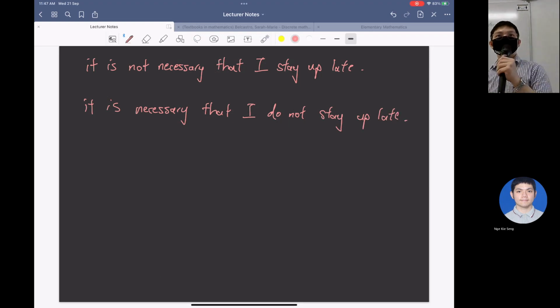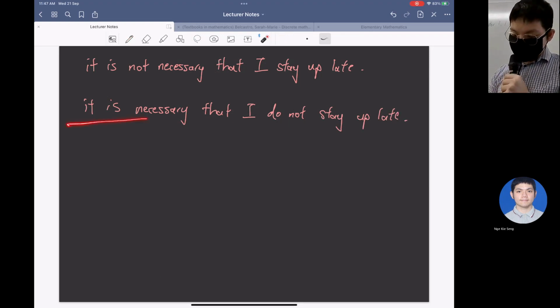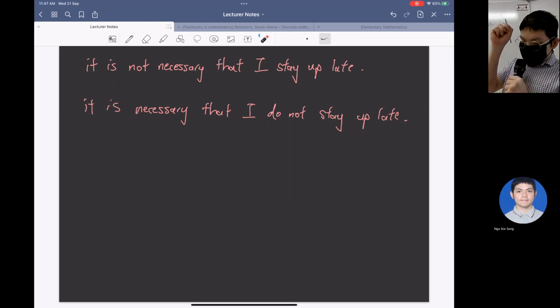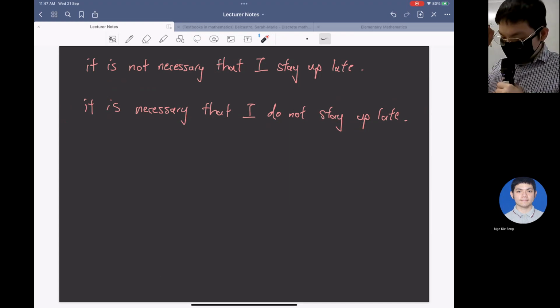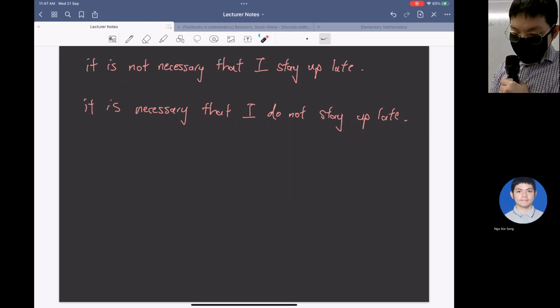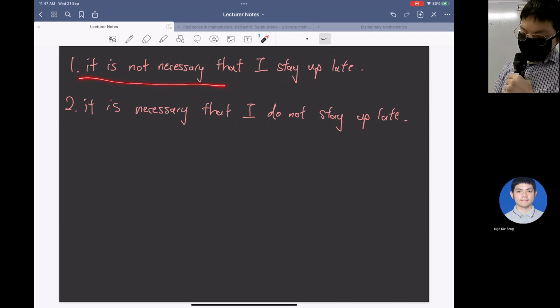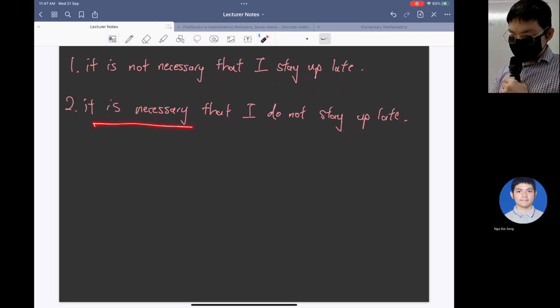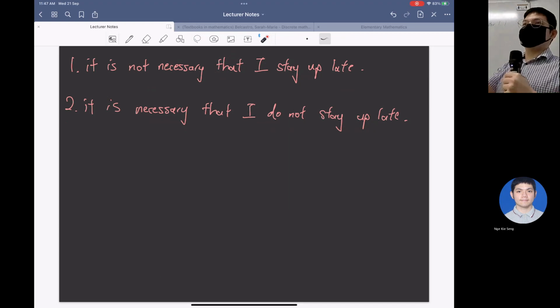See whether these two are the same or not. It is necessary that I do not stay up late. What does it mean? You do not stay up late. So the first one is what? It is not necessary that I stay up late. So maybe you still stay up late, maybe you do not. But it is necessary that I do not stay up late, that means you do not stay up late.